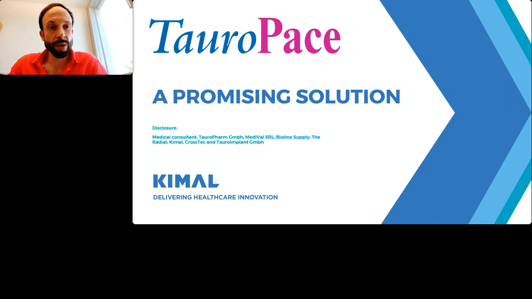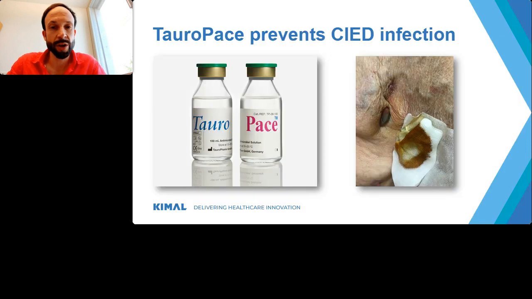These are my disclosures. So let's get right to the start with this really intriguing way of local anesthesia we'll be talking about today. This is Torapase. It's a liquid solution designed to prevent CIED infection. As you can clearly see, this is a typical picture of a CIED infection ongoing with a generator box protrusion through the skin.